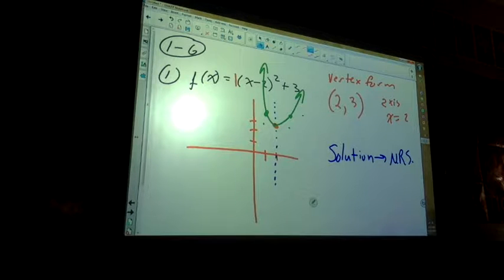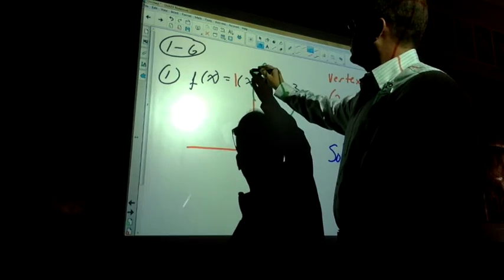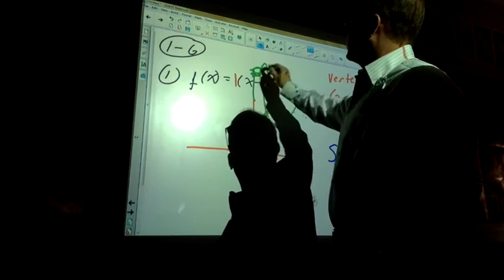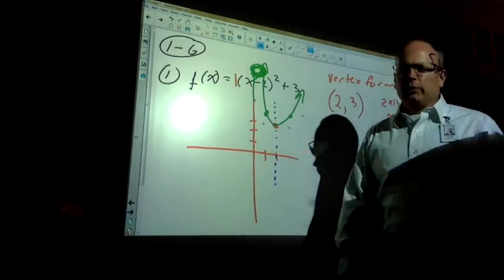Yeah. So I'd say it crosses up here at 7. See that big dot right there? That's where it crosses. All right. What else? 1 through 6. 2?